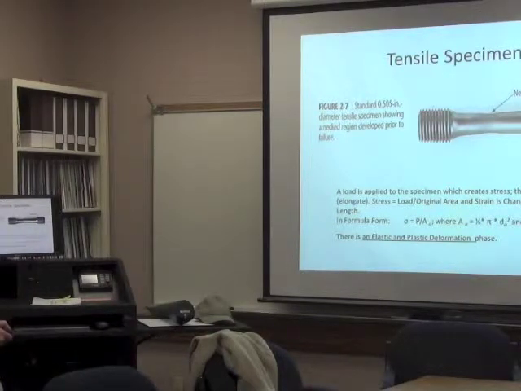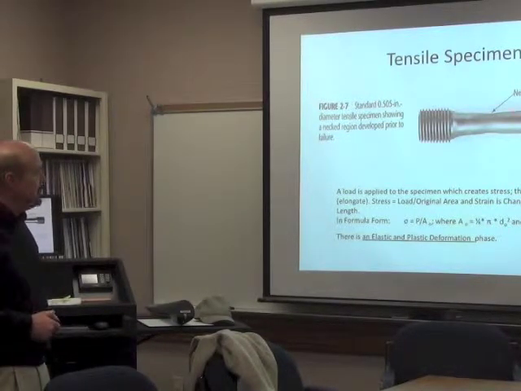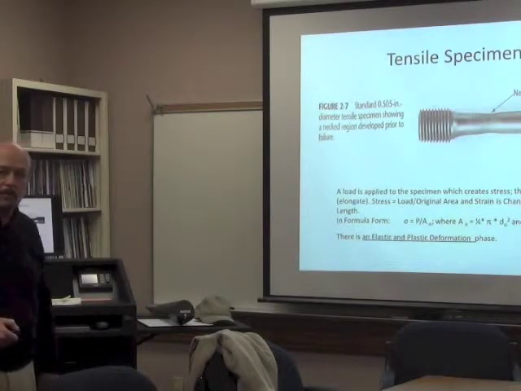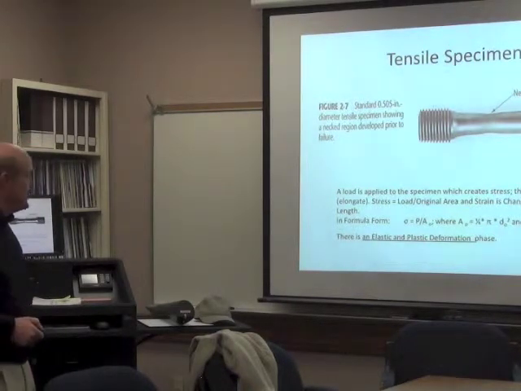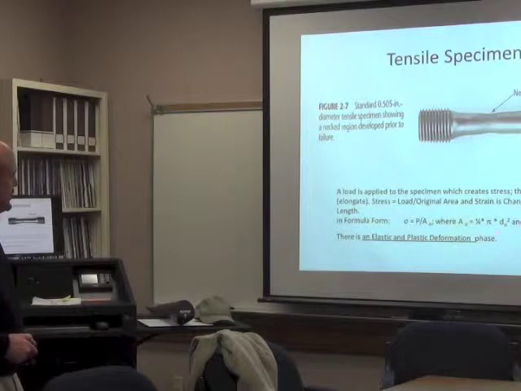What you do to calculate the stress in the material, which is called the tensile stress, sigma, is the load P divided by the original area. Now, the original area is just based on the diameter in the middle, okay? To calculate that stress, P divided by the original area is P over quarter pi d squared, where d is the original diameter.